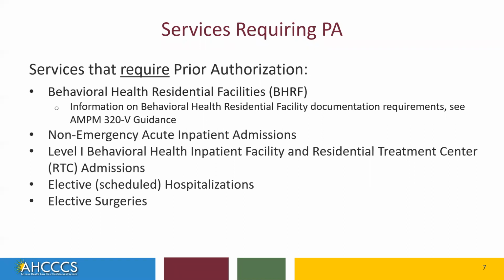Services that require prior authorization include behavioral health residential facilities, and for more information on behavioral health residential facility documentation requirements, please see the AMPM Chapter 320 entitled Guidance. Non-emergency acute inpatient admissions, Level 1 behavioral health inpatient facility and residential treatment center admissions, elective scheduled hospitalizations, and elective surgeries.